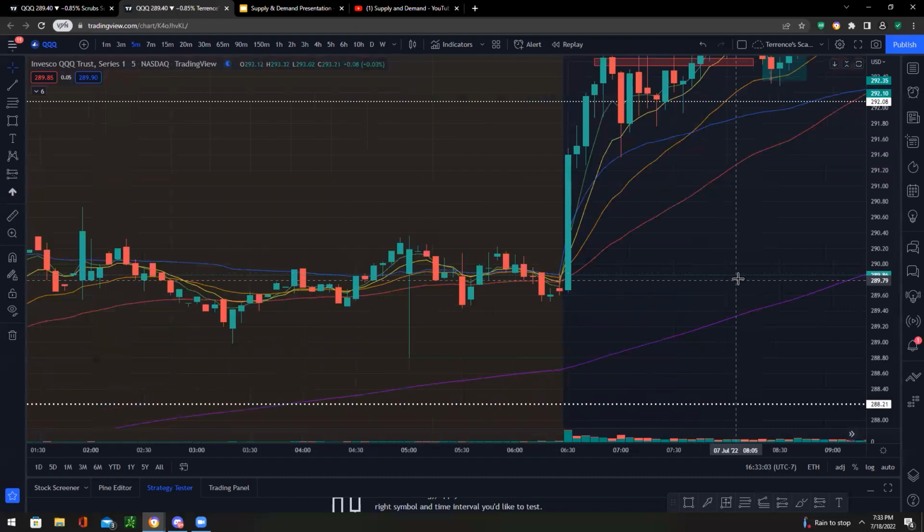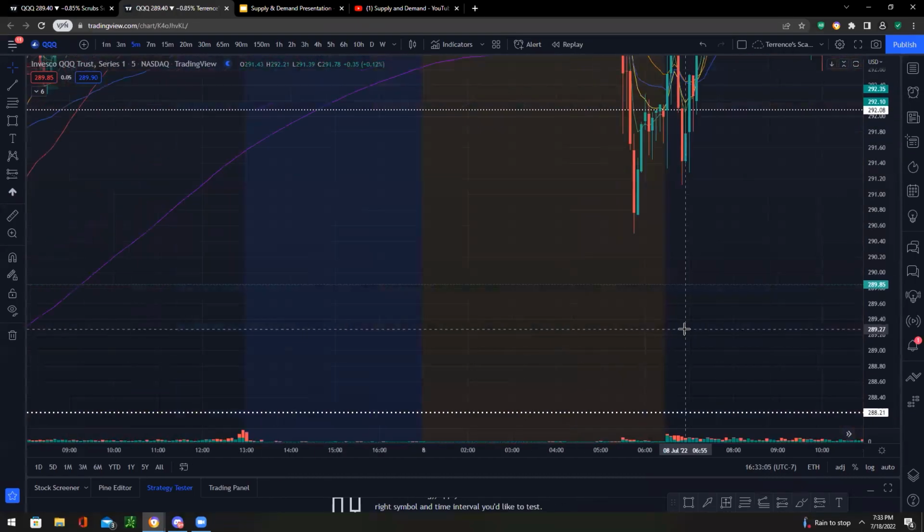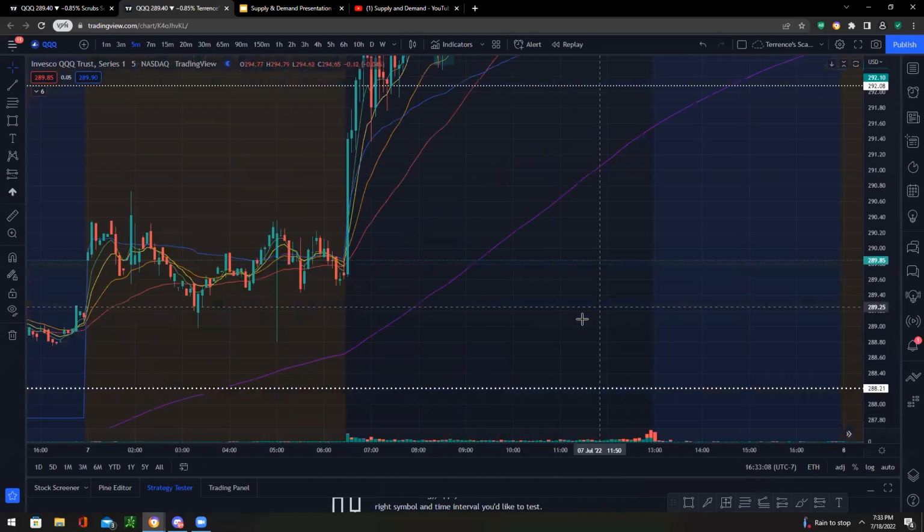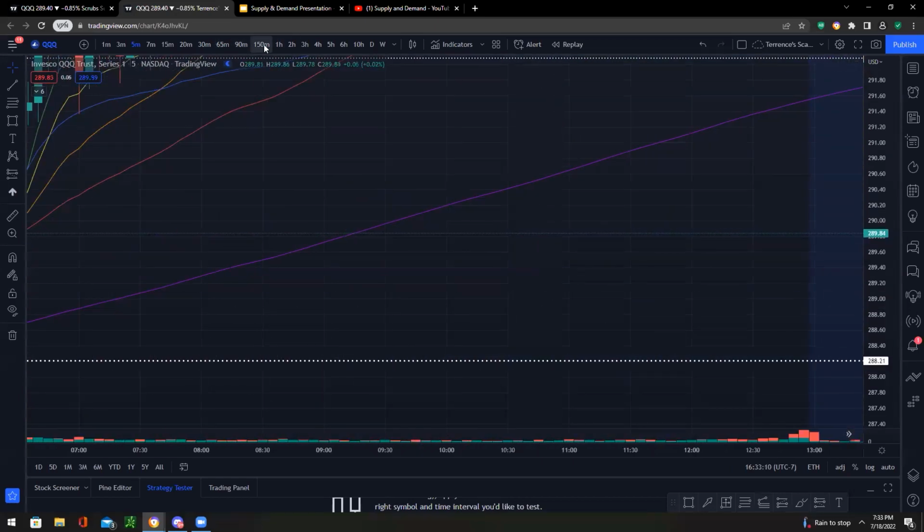Let me see if I can find a demand zone that actually worked. There we go. That's fine. Now this one did not work. Actually, let me go in a larger time frame.